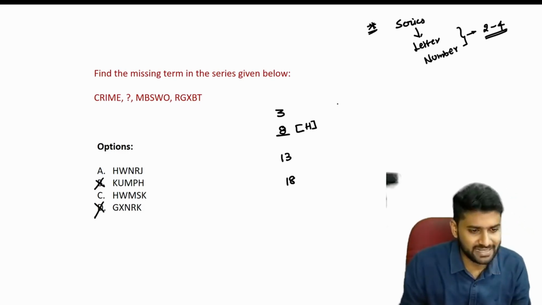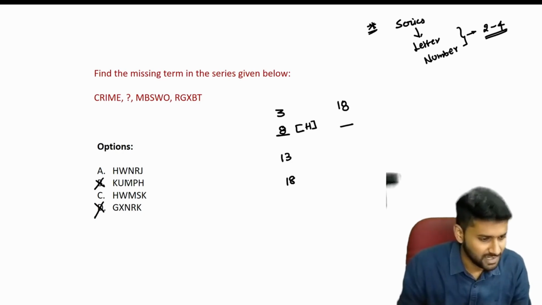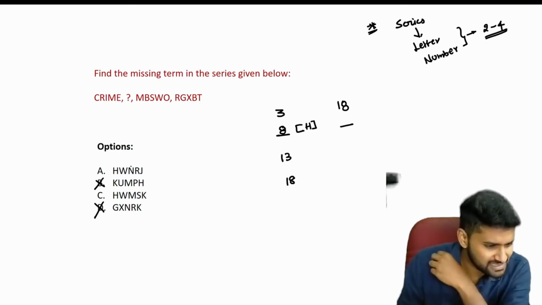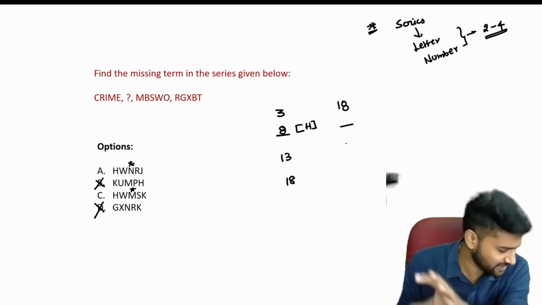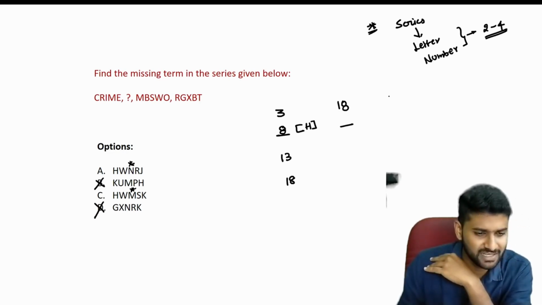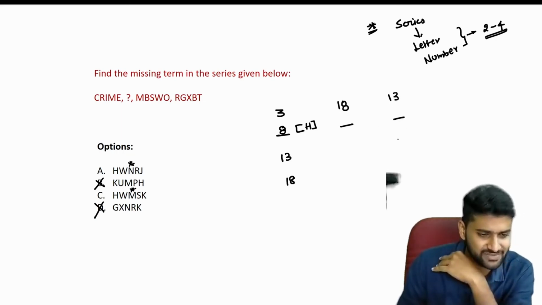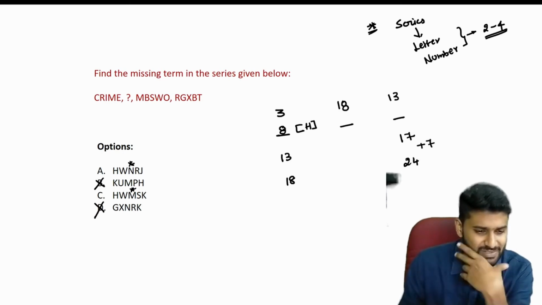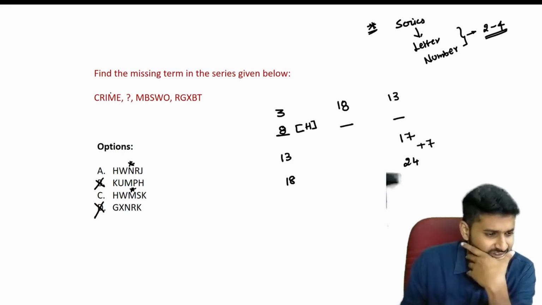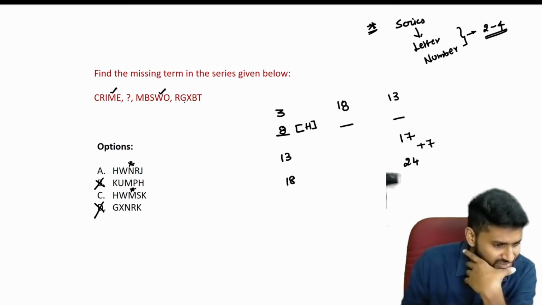So move on to the next one. See here R is the 18th letter, and we should identify what can be the next one. Now if you observe the options, guys, you can find the difference in the third letter. Don't waste your time identifying each and every position. Focus on the third one. So M is the 13th letter. Next one is S, the 17th letter, X is the 24th letter. So what I observe here is that it increases 7 units.